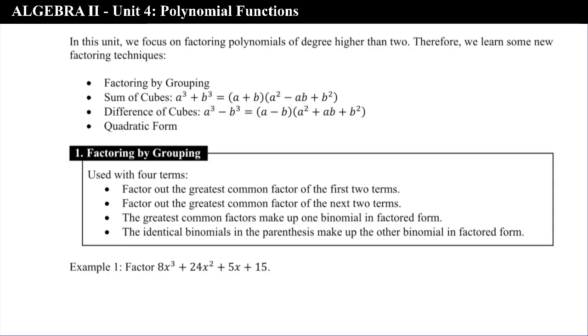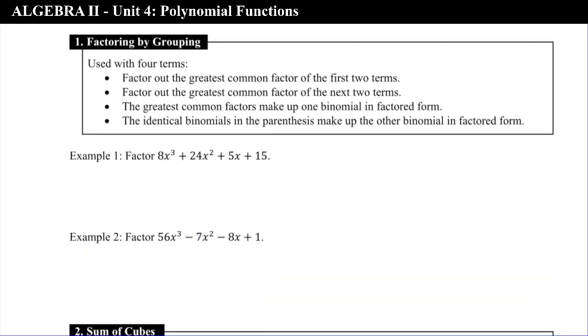So let's start off by talking about factoring by grouping. When we do factoring by grouping, you're going to factor out the greatest common factor of the first 2 terms. You'll factor out the greatest common factor of the second 2 terms. And then the greatest common factors make up one binomial in factored form. And then those identical binomials will make up the other binomial in factored form. So the easiest way to show it is by doing an example.